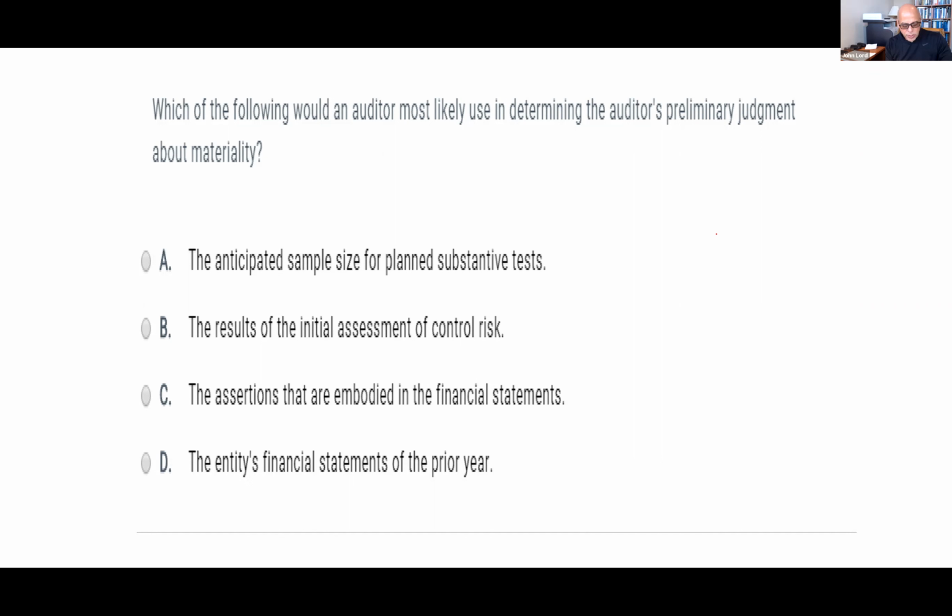C, the assertions that are embodied. Yes, we consider that, but that is not what's driving our materiality. D, the entity's financial statements of the prior year. Yeah, and we even said that in the outline when we looked at it there, that the auditor is going to look at maybe the prior year statements or annualized interim statements and apply that percentage to whatever the appropriate benchmark is that the auditors come up with in their judgment.